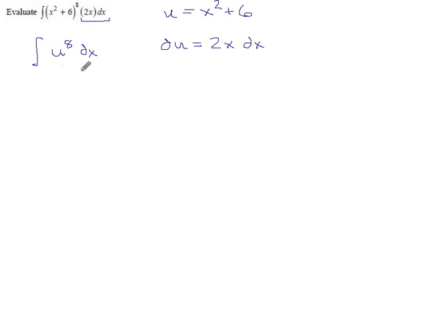So u to the 8th dx, the antiderivative for that would be u to the, increase the power by 1, divide by the new power. Don't forget your plus c. So there's the antiderivative done, and now that it's done, we can revert back to our original variable x. So wherever the u was, we put x squared plus 6 instead. 1/9 u to the 9th power plus c.